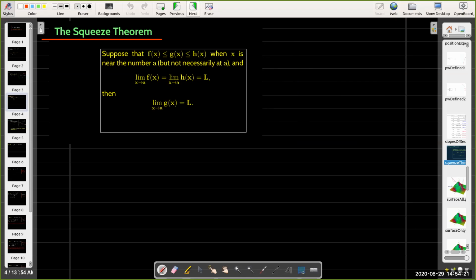So here's the statement of the Squeeze theorem. We're going to build this sandwich of functions. G of x is going to be the meat in the middle. F of x is the lower bun. H of x is the upper bun. And so if g of x is squeezed between f of x and h of x, and both f of x and h of x tend towards the number L as x approaches a, then the limit as x approaches a of g of x must also be L.